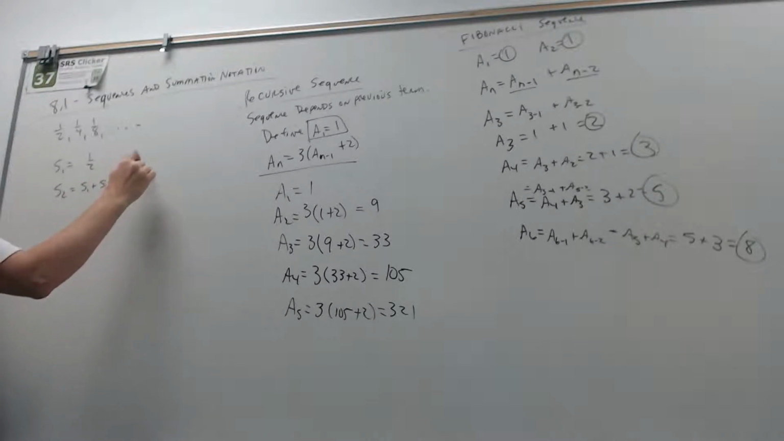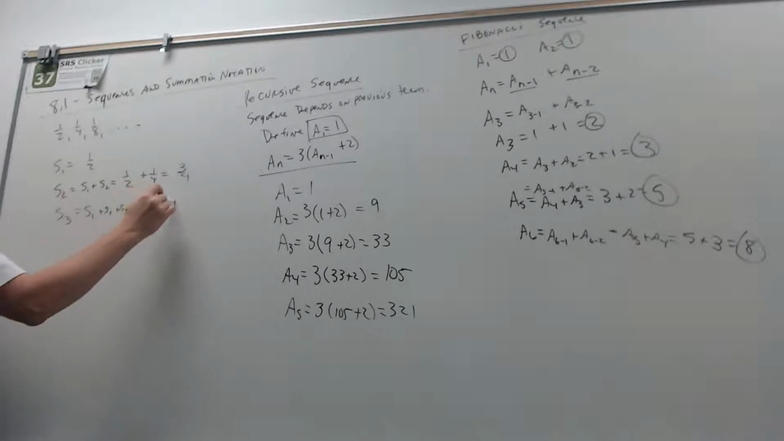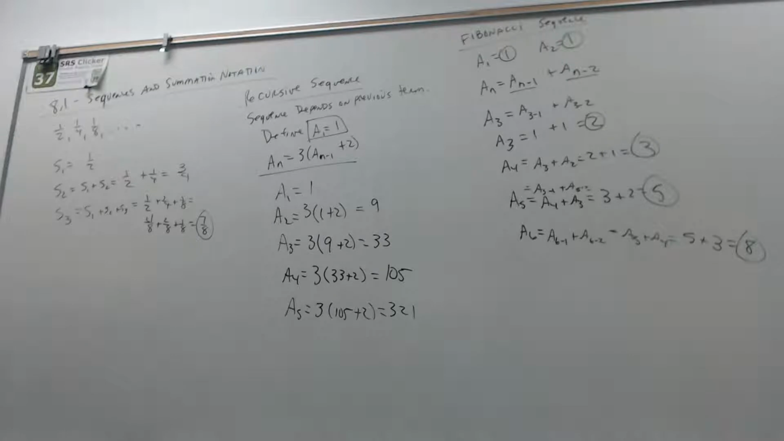1/2 plus 1/4, which would equal 3/4. The sum of the first three terms would be 1/2 plus 1/4 plus 1/8, which would be 4/8 plus 2/8 plus 1/8, which would be 7/8, correct? Okay.